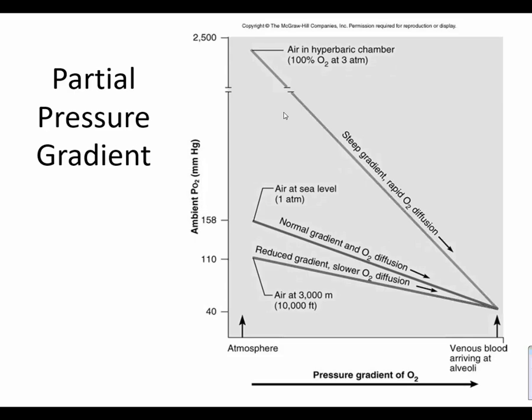That can be demonstrated with this figure here. Let's look down here at these 2 lines, and the slope of those 2 lines. Here, at sea level, we said it was a PO2 of 158. The PO2 of our blood arriving at the alveoli is about 40. There's a pretty steep slope here. Normal diffusion occurs. When we go up to high altitude, so it's kind of backwards here, we would think high altitude would be up here, but high altitude reduces PO2, and our slope is now reduced, so a slower rate of O2 diffusion occurs.